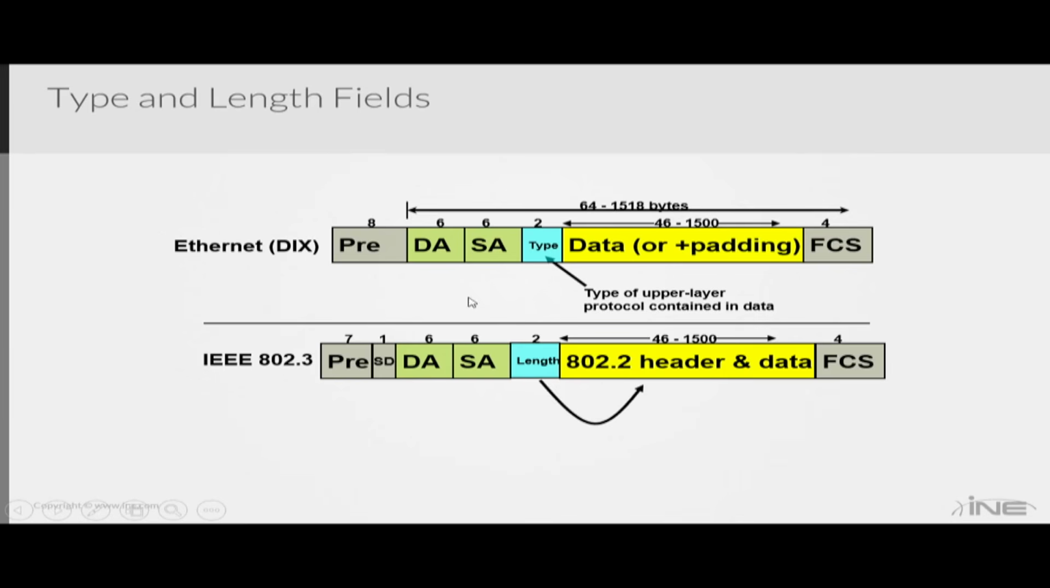So clearly if my type code is some number like 1600 or 3000 or something, that could not be a length field, because the length field will never be greater than 1500, because 1500 is the maximum size of the frame.